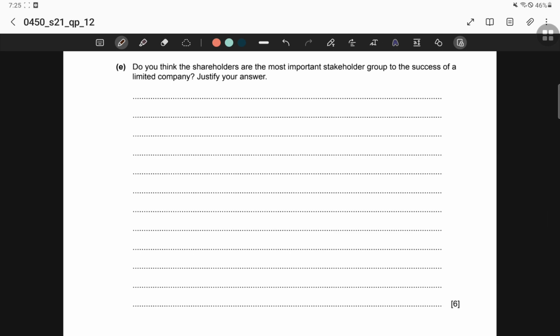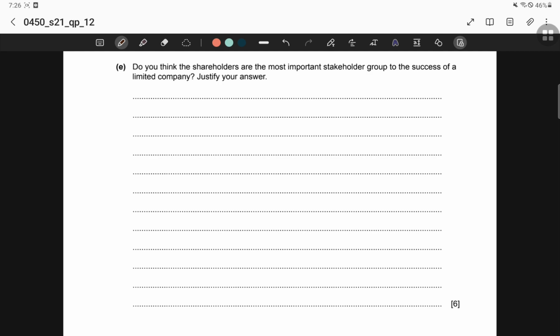Do you think the shareholders are the most important stakeholder group to the success of a limited company? Okay, we can list down both, whether we think it is or it's not. But for me, my answer is no. I do not think shareholders are the most important stakeholders. Your answer could be yes, but I think no is a better answer. However, both answers are correct as long as you are able to support your answer.